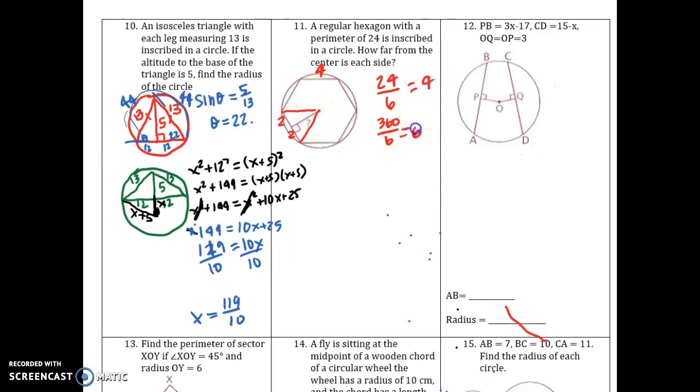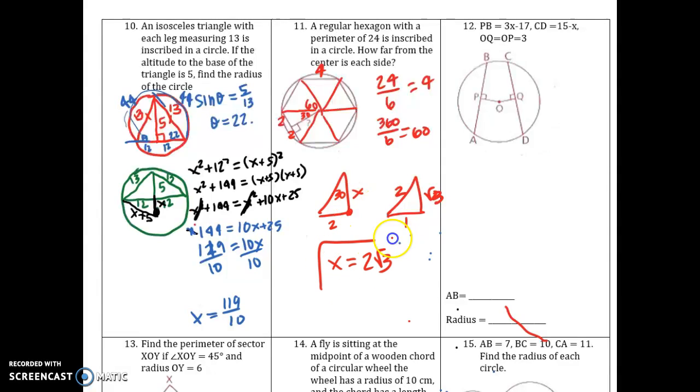360 divided by 6 is 60, which means that all these little triangles, the top angle is 60. And that 60 gets cut in half to be a 30. So you can do 30, 60, 90 triangles. I'll draw it out here so we can see it a little bit better. We want to know this is what we're trying to find. Remember, that's called the apothem. So remember your 30, 60, 90 triangles, which means this guy, x, is just going to be 2 root 3.